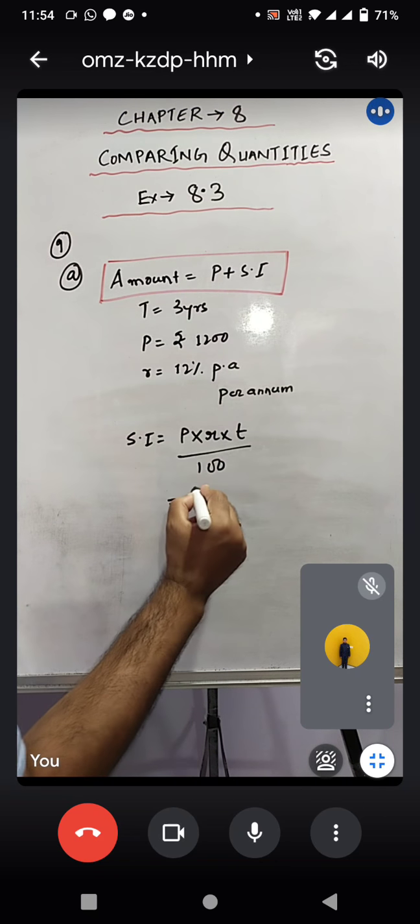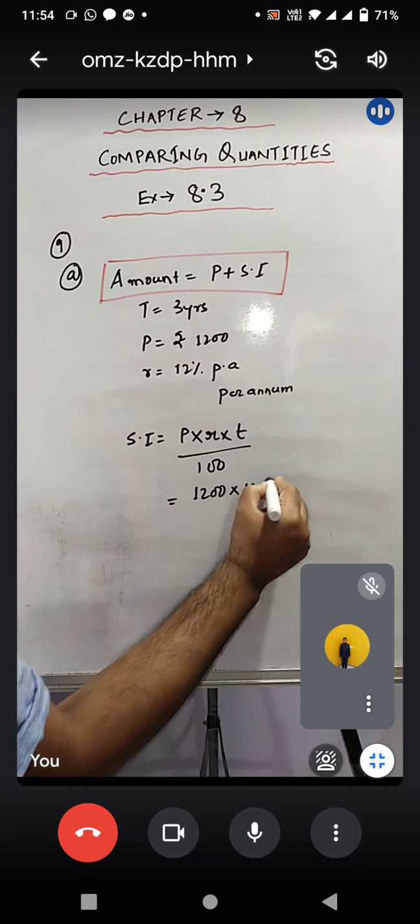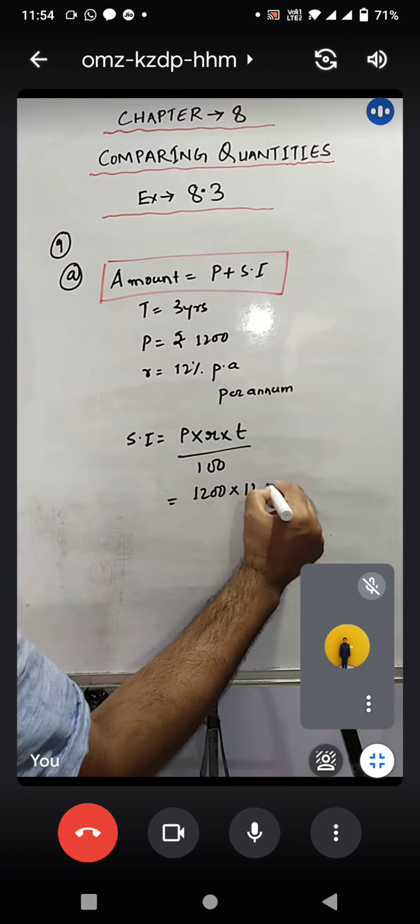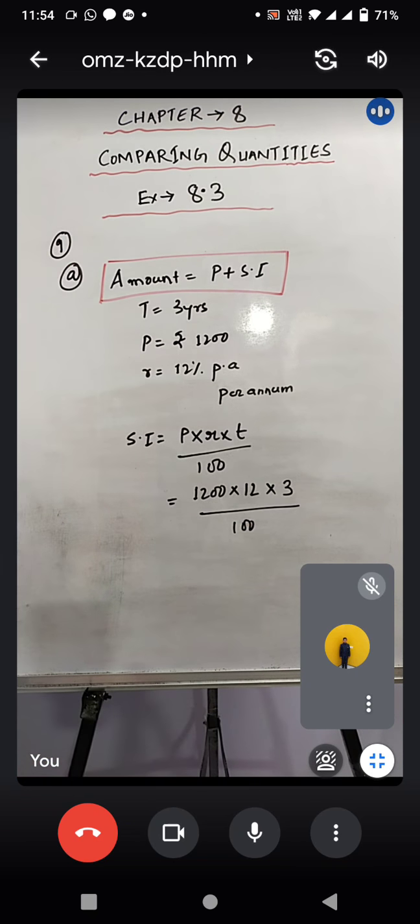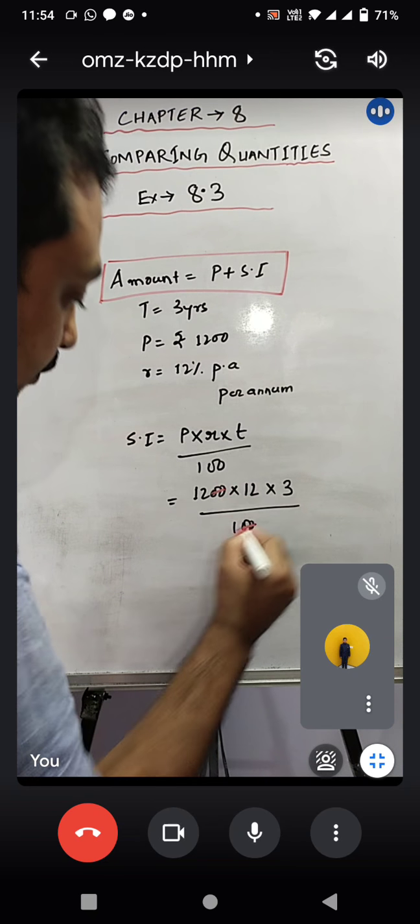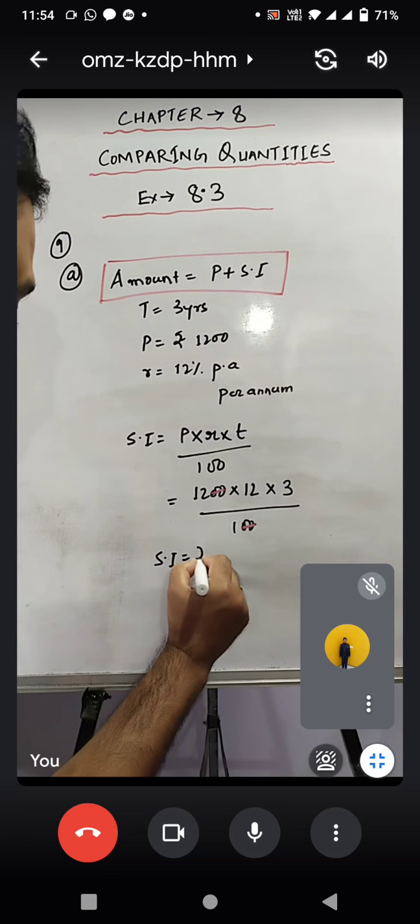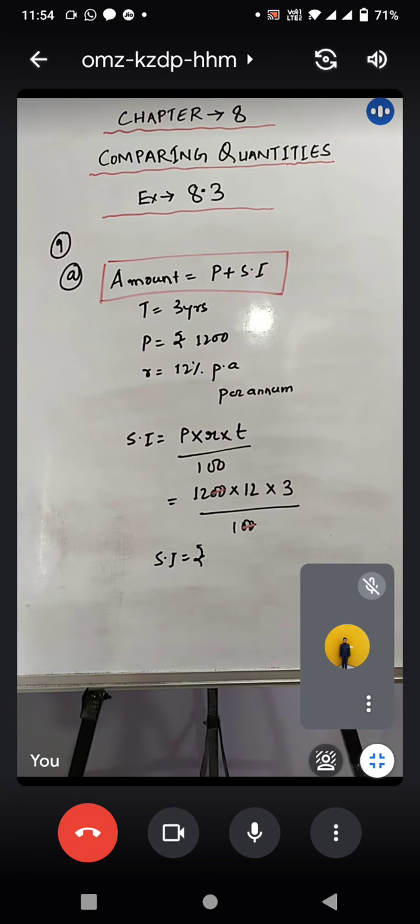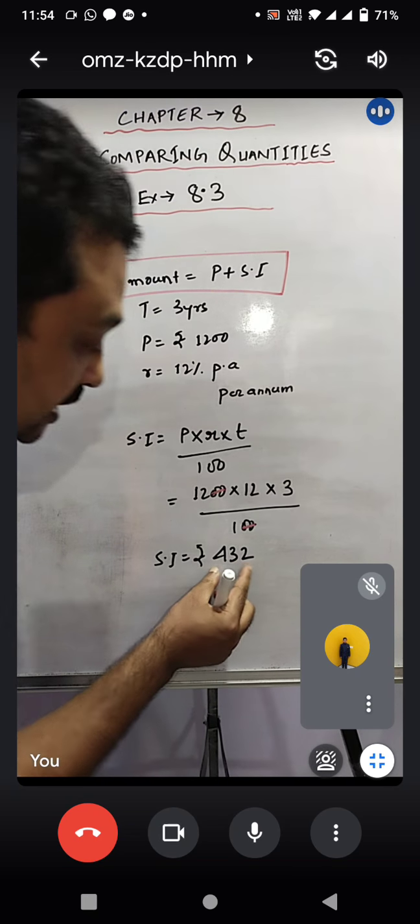What is the value of principal? 1200. What is the rate given? You will write only 12, not 12%. Remember, only write 12. Now time is given as 3 years. Divide this whole by 100. Now you have to reduce these 2 zeros. Now SI would be rupees 12 into 12 is 144, and 144 into 3 would be rupees 432.